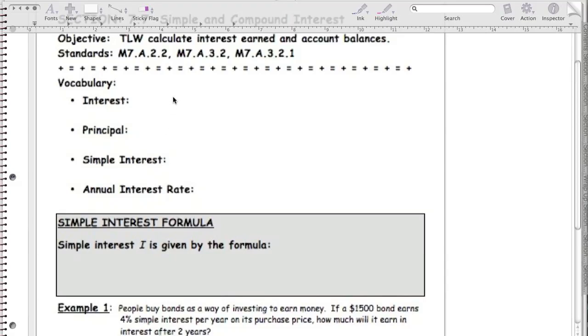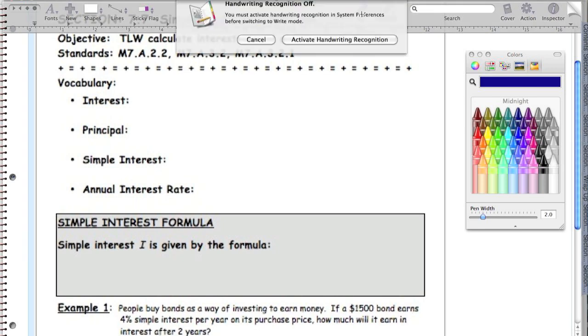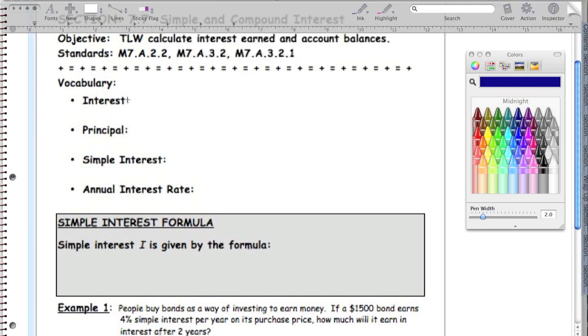Okay, section 7.7, simple and compound interest. First, there's some vocabulary we have to go over. Interest is the amount that is earned or paid on the principal amount, so the money that you initially start with, and that's what this says here.